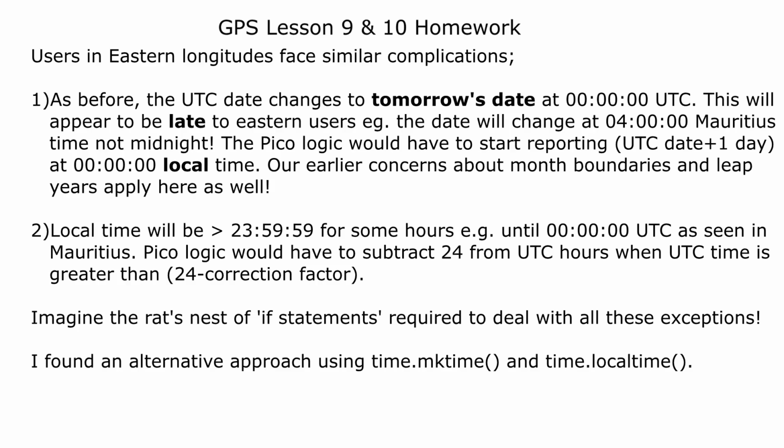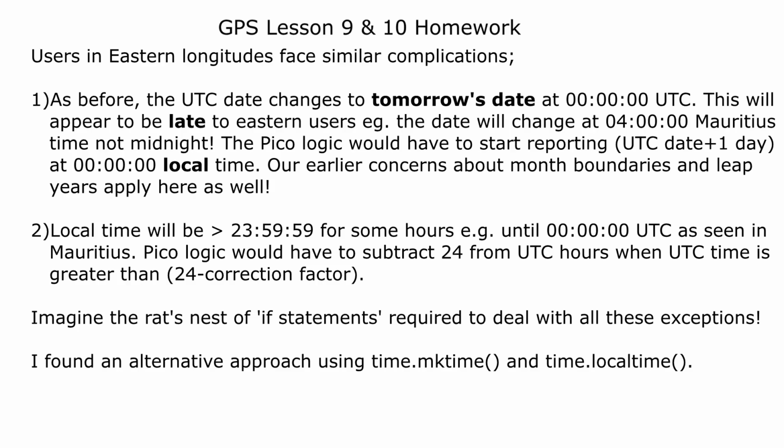As before, the UTC date changes to tomorrow's date at 0 hour UTC. This will appear to be late to eastern users. For example, the date will change at 4 in the morning, Mauritius time, not midnight. The Pico logic would have to start reporting UTC date plus 1 day at 0 hours local time. Our earlier concerns about month boundaries and leap years all apply here as well.